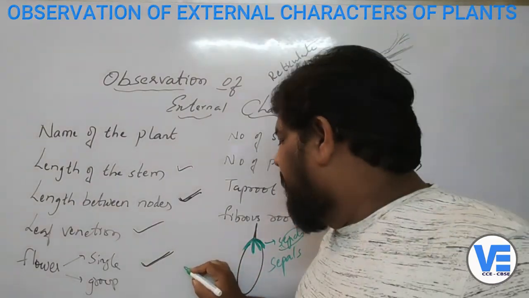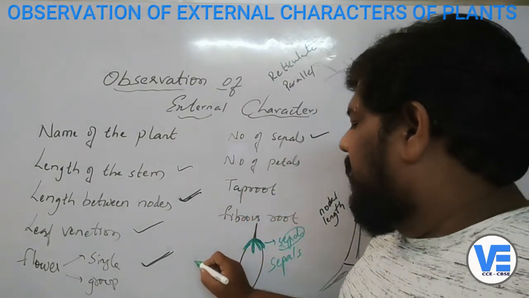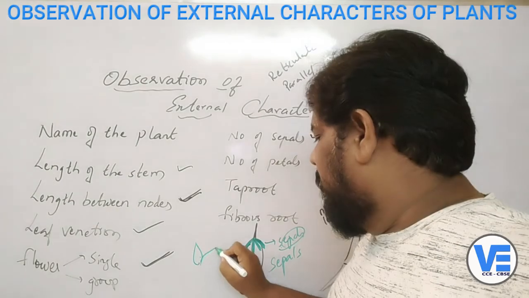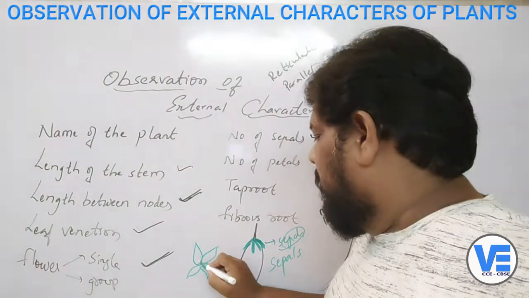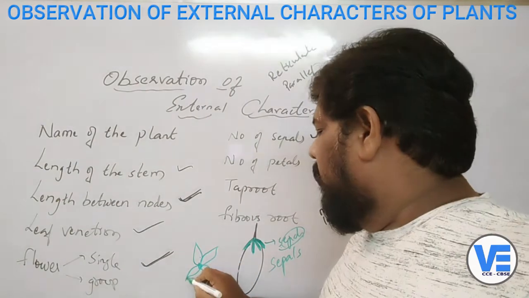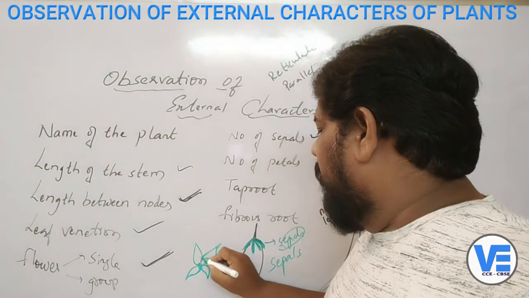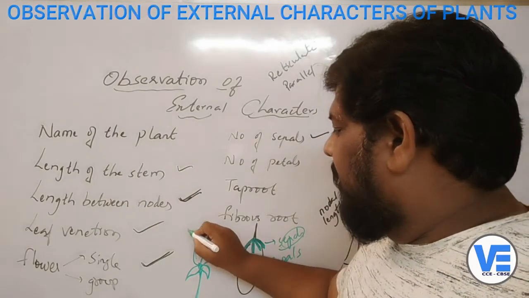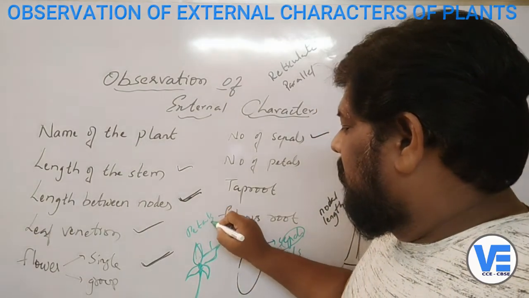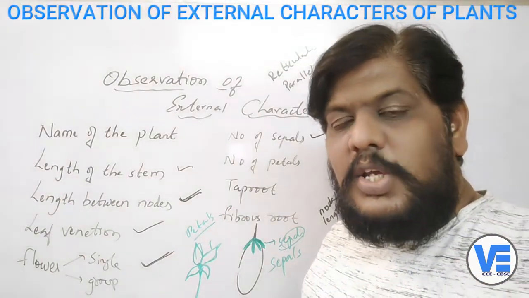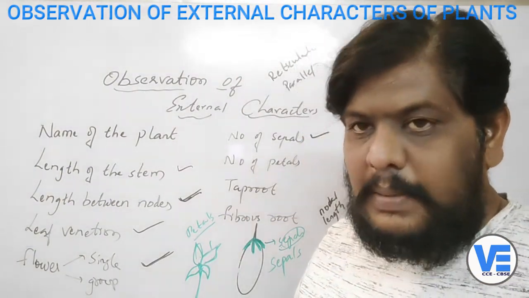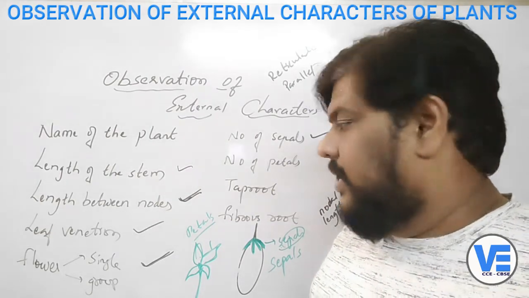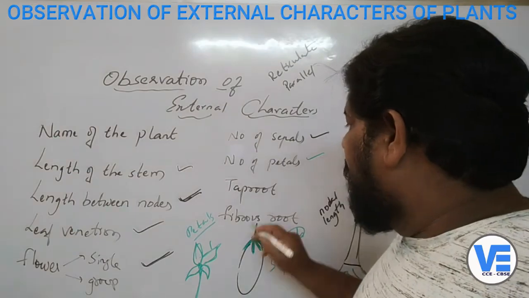And next one is how many petals. The colored structures, which are really very attractive and also give out a very sweet fragrance, are called the petals. So count the number of petals. How many petals are there in the different flowers or the different plants we have taken? And then coming to the taproot.